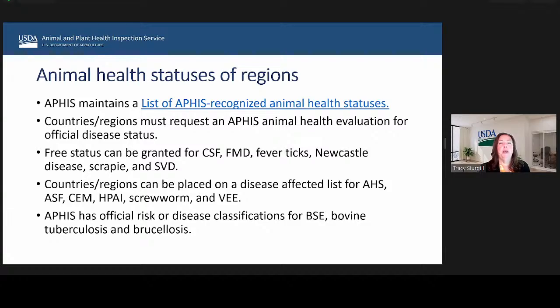So when we evaluate the animal health statuses of other countries, we use a step-by-step procedure, and we use WOAH's framework for risk analysis to establish our process. And the official list of APHIS recognized animal health disease statuses is maintained on our website. And countries must officially request that APHIS perform either an animal health evaluation for official disease status or freedom, or for a commodity-based evaluation if, for example, a country vaccinates for foot and mouth disease.